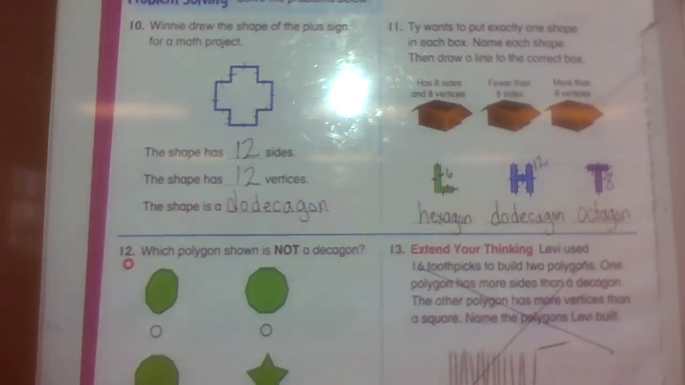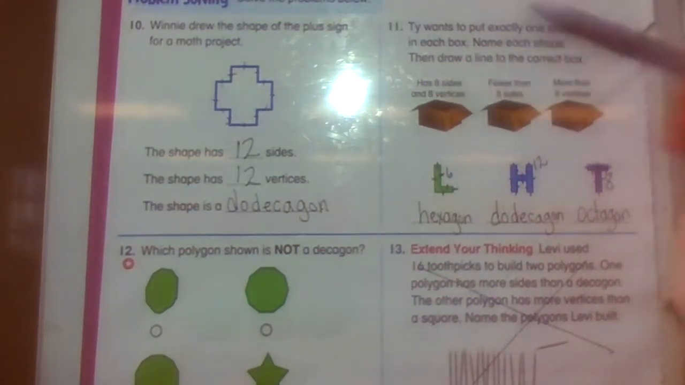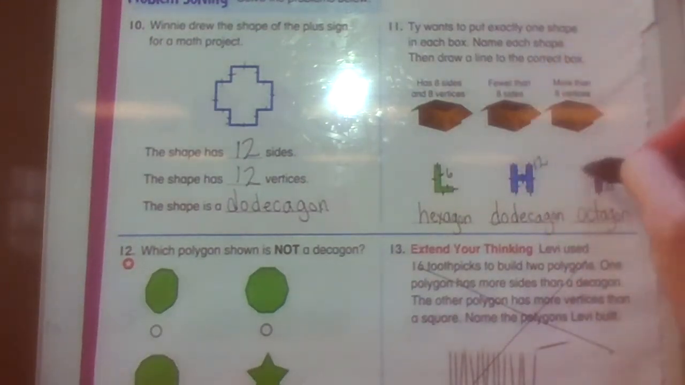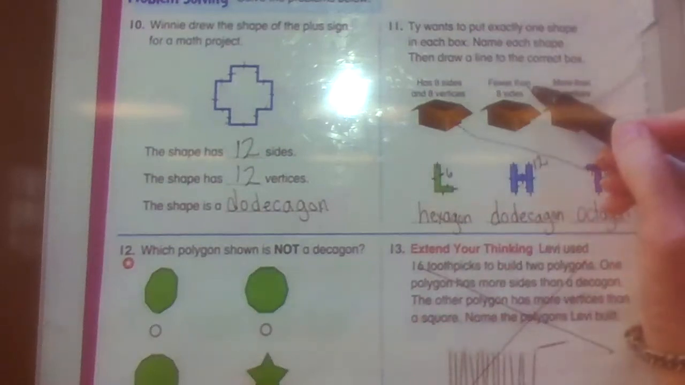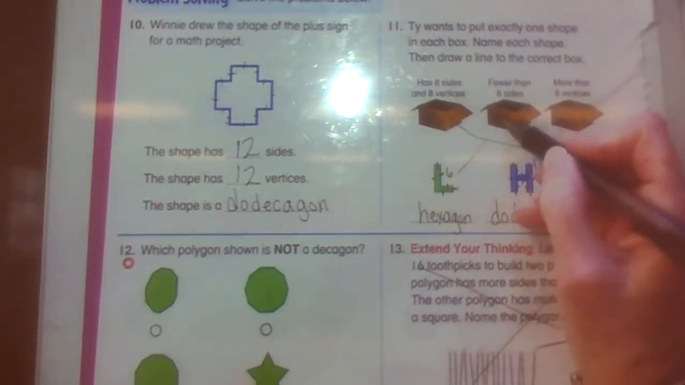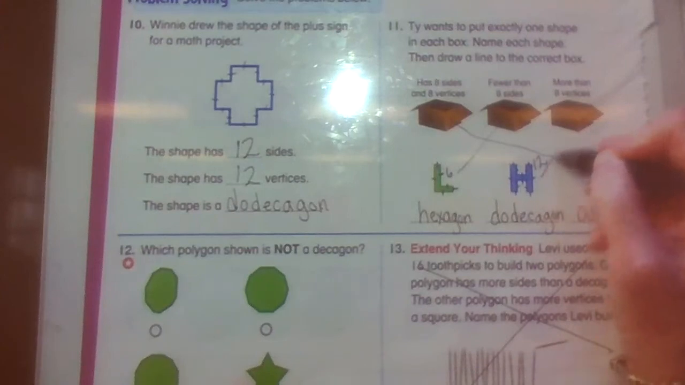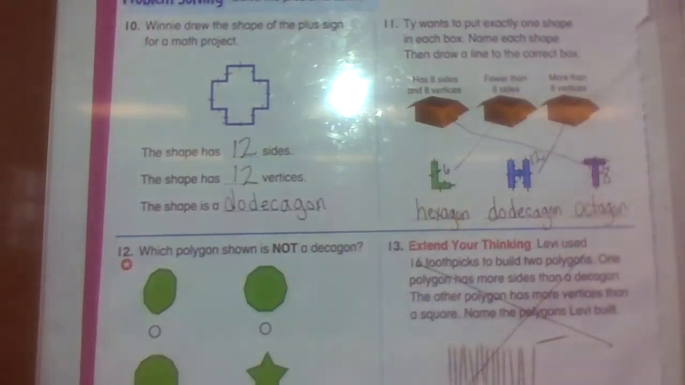Okay, now let's figure out which letter goes in which box. It says this one has 8 sides and 8 vertices. Well, that's very easy. The letter T goes in that box. This box has fewer than 8. So which number is fewer than 8? 6 or 12? 6. So that would be our hexagon. Okay, then more than 8 is the dodecagon because 12 is more than 8. So from the letter H to this box.